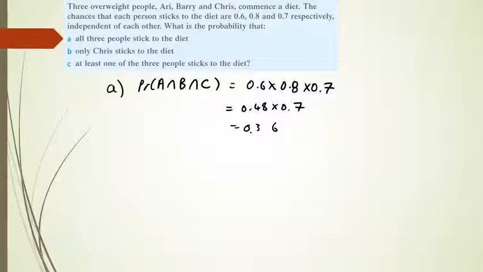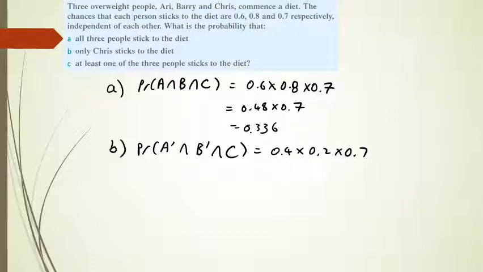Oops, slight mistake. 0.336. Okay, so only Chris sticks to the diet. Now, be careful with this one. It says only Chris sticks to the diet, which means we want A not to stick to the diet, B not to stick to the diet, and C sticking to the diet. So it's 0.4 times 0.2 times 0.7. So 0.08 times 0.7, 0.056.